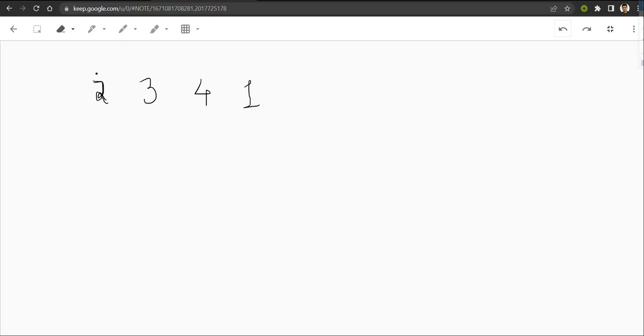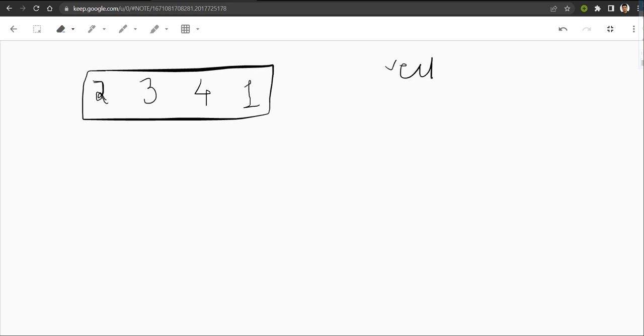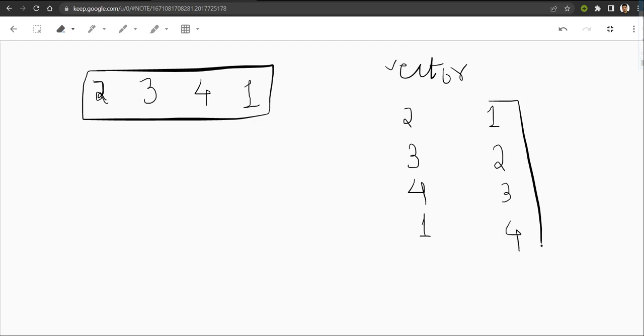Let us consider this example. What we are going to do in this question is take input in a vector of pairs. Let me make you understand why we take this input in a vector of pairs. Suppose this was our input. When I'm taking input in the vector pair, I'll take the second element as its index: 1, 2, 3, 4. This will be the index of these elements.